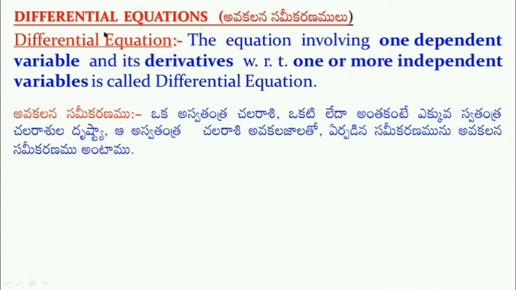What is the definition of a differential equation? An equation involving one dependent variable and its derivatives, where these derivatives may be with respect to one or more than one independent variables, is called a differential equation.